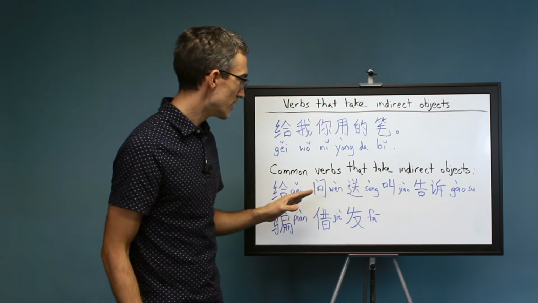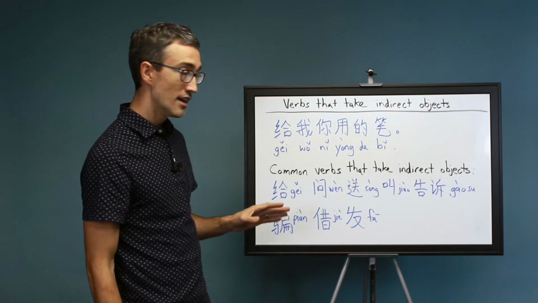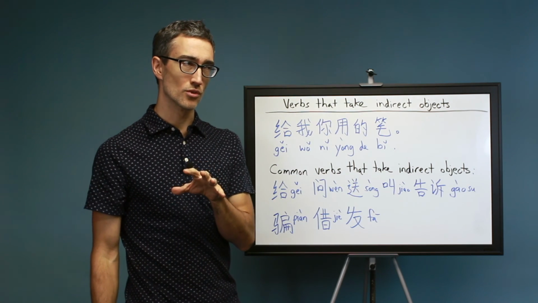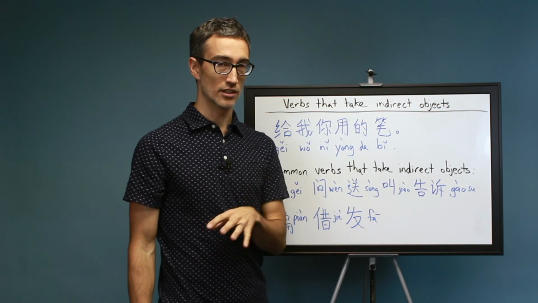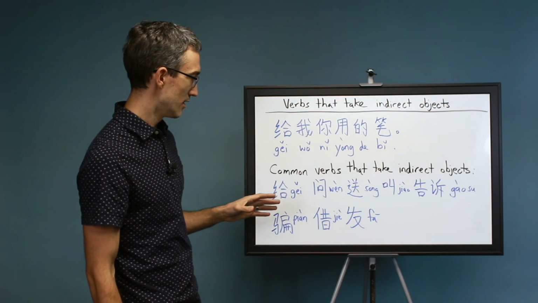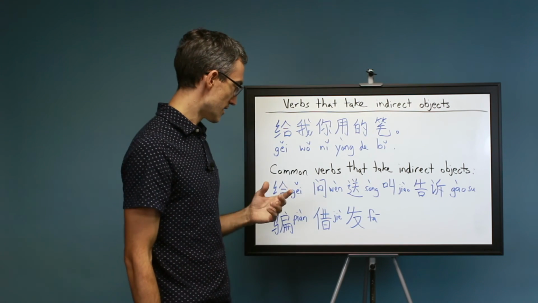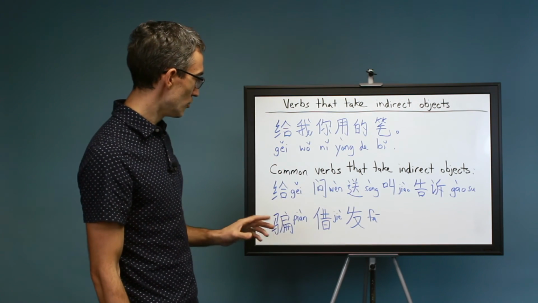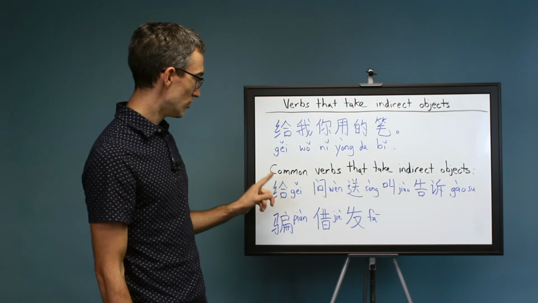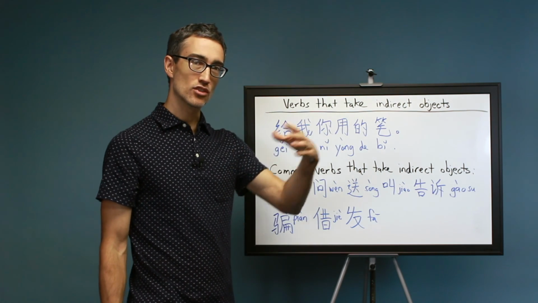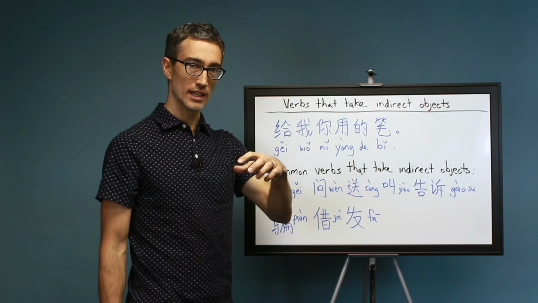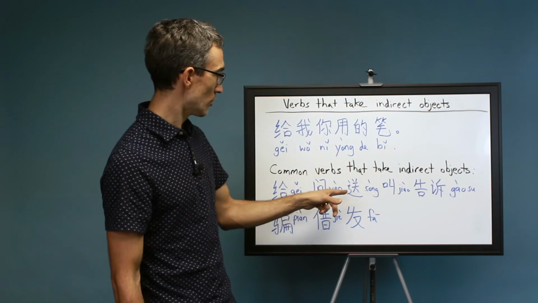Some common verbs that take indirect objects in Chinese. Now, I think in Chinese, I'm pretty sure this is true, there are fewer verbs that take indirect objects than in English. I don't know that that's true, but that's my sense. Here are some common ones that do take indirect objects. 给, to give. 问, to ask. Let me ask you a question. 我问你一个问题. I'm going to ask you a question.